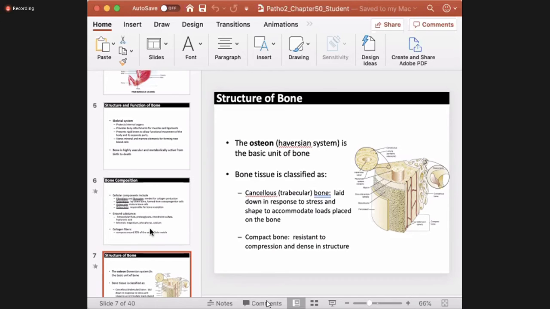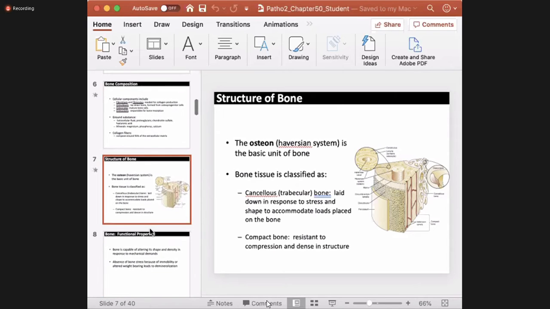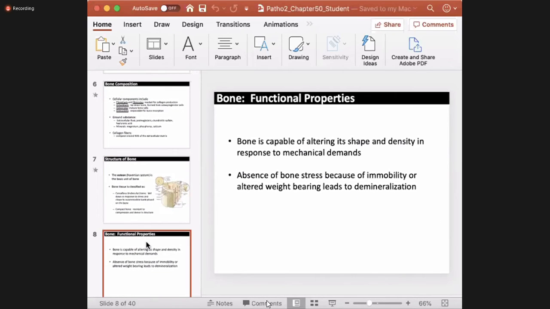So you tend to have it in areas where you need the bone to be light, like the skull, for example. And then you have compact bone, which is bone that's resistant to a lot of stress. You tend to find it in areas where a bone is very dense. So in terms of bone being able to manipulate and remodel over time, well, bone is really able to do this because it can alter its shape and density in response to mechanical stresses.